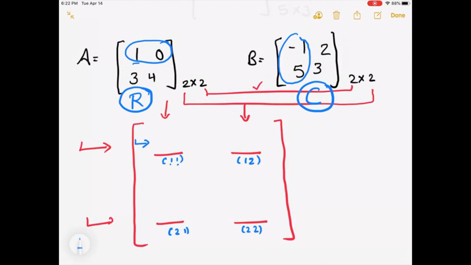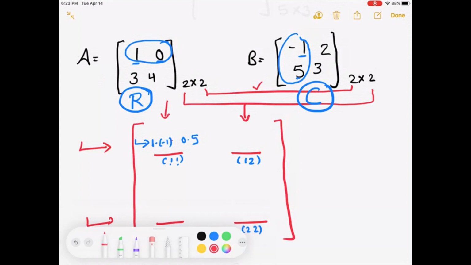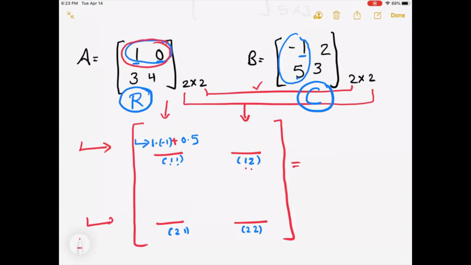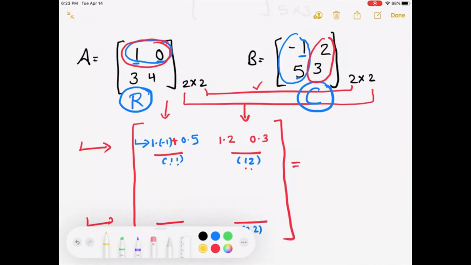Okay, how do we do it? First number here, 1, by first number here, -1. Second number by second number, so 0 times 5, and we add at the end. So I would put plus. We'll do simplification in the next step. Now, I see 1, 2 means first row. Still, it's going to be my first row, and now I'm multiplying by second column. So first number by first, so 1 by 2, 0 by 3, and we add.